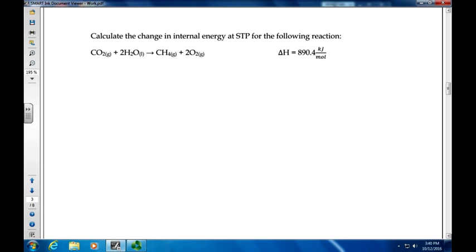Hello, my name is Robert Smith, and today we are going to look a little bit more at energy in chemical reactions and how we can read an equation and develop an equation from the information provided.